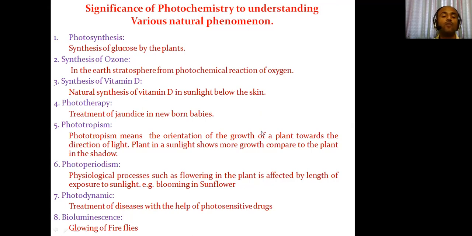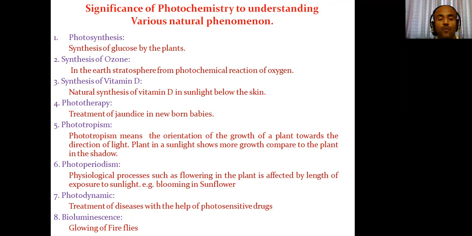Then phototherapy. Phototherapy means the treatment. Example of phototherapy is the treatment of jaundice in newborn babies. So in newborn babies, in many cases, it is observed that jaundice is the most common disease observed in newborn babies. That is due to the imbalance of liver pigments.